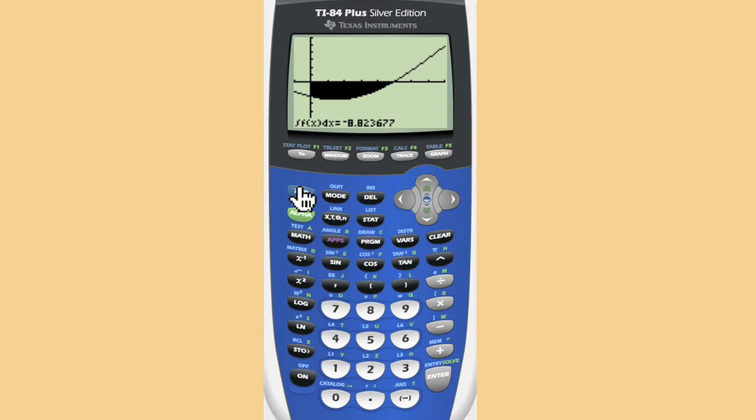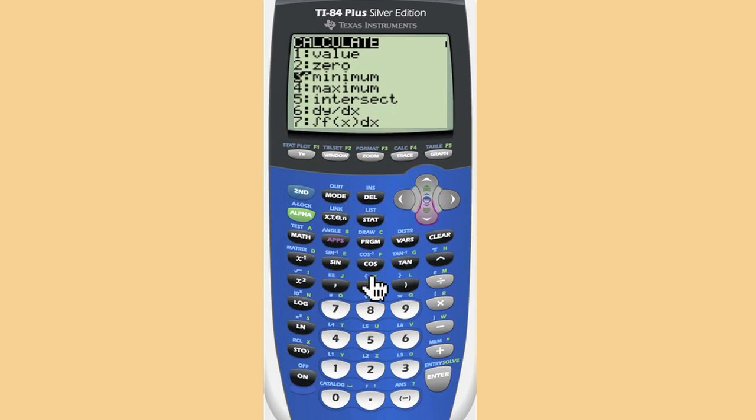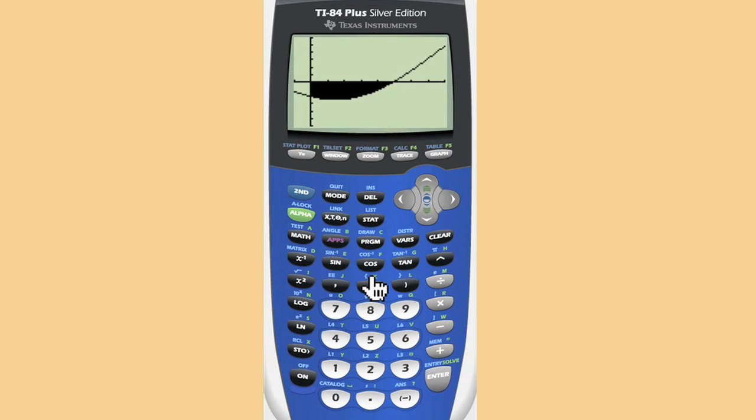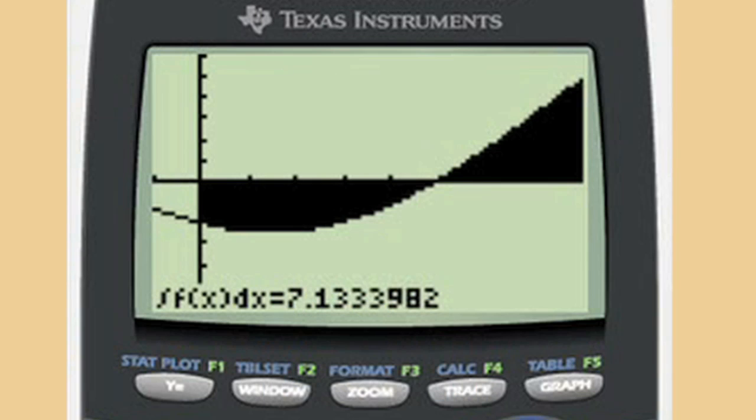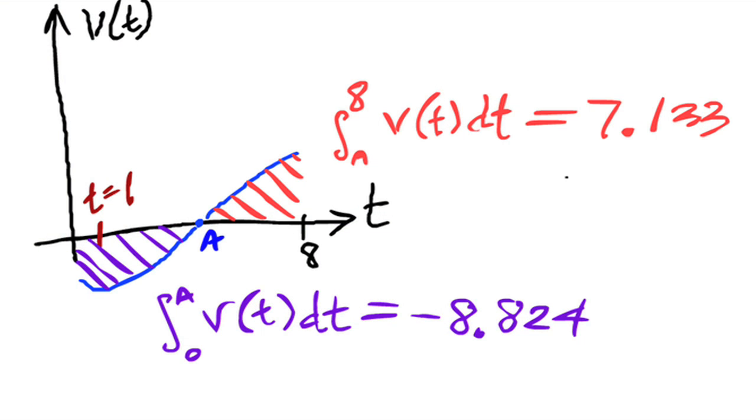Do it one more time. Hit second, calculate. Number 7, from A for your lower limit to 8 for your upper limit. And this will give you the distance that the particle moved to the right, or 7.133. So the particle moves a total distance left of 8.824, a total distance right of 7.133, and so the total distance traveled would be 15.957.